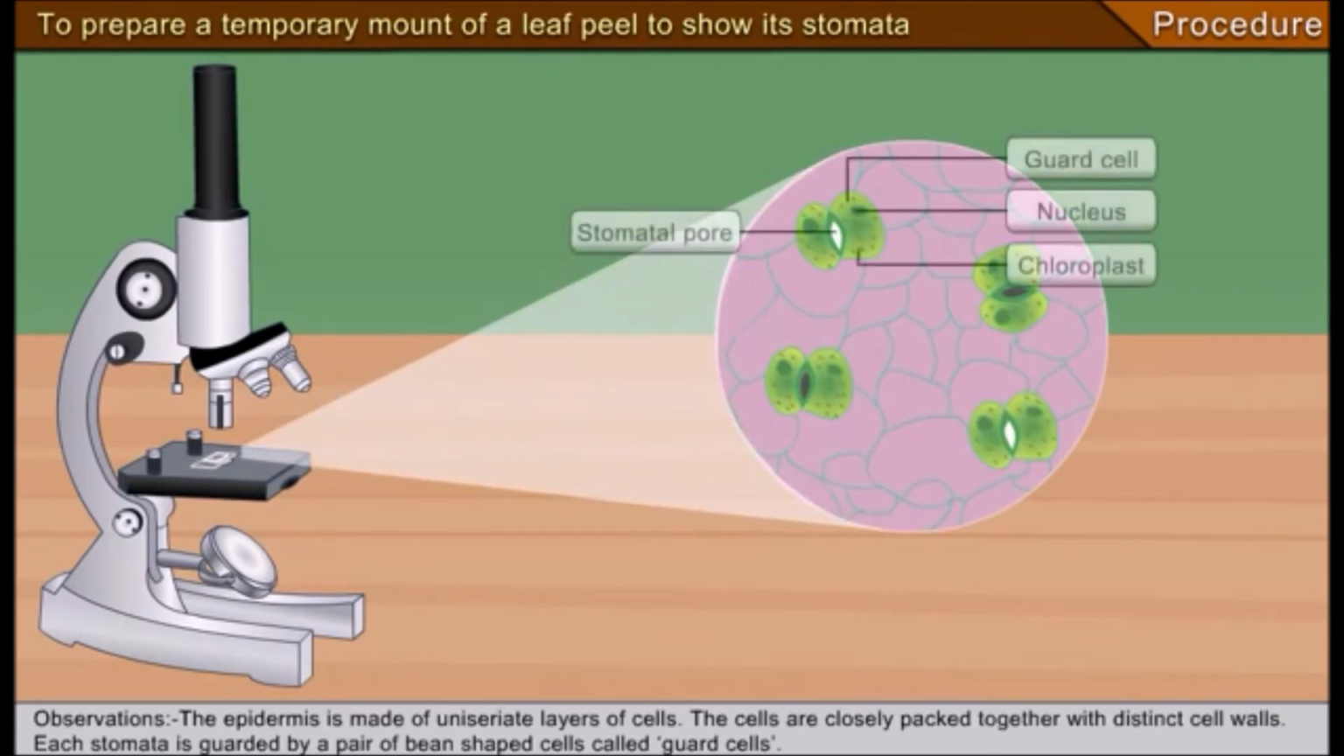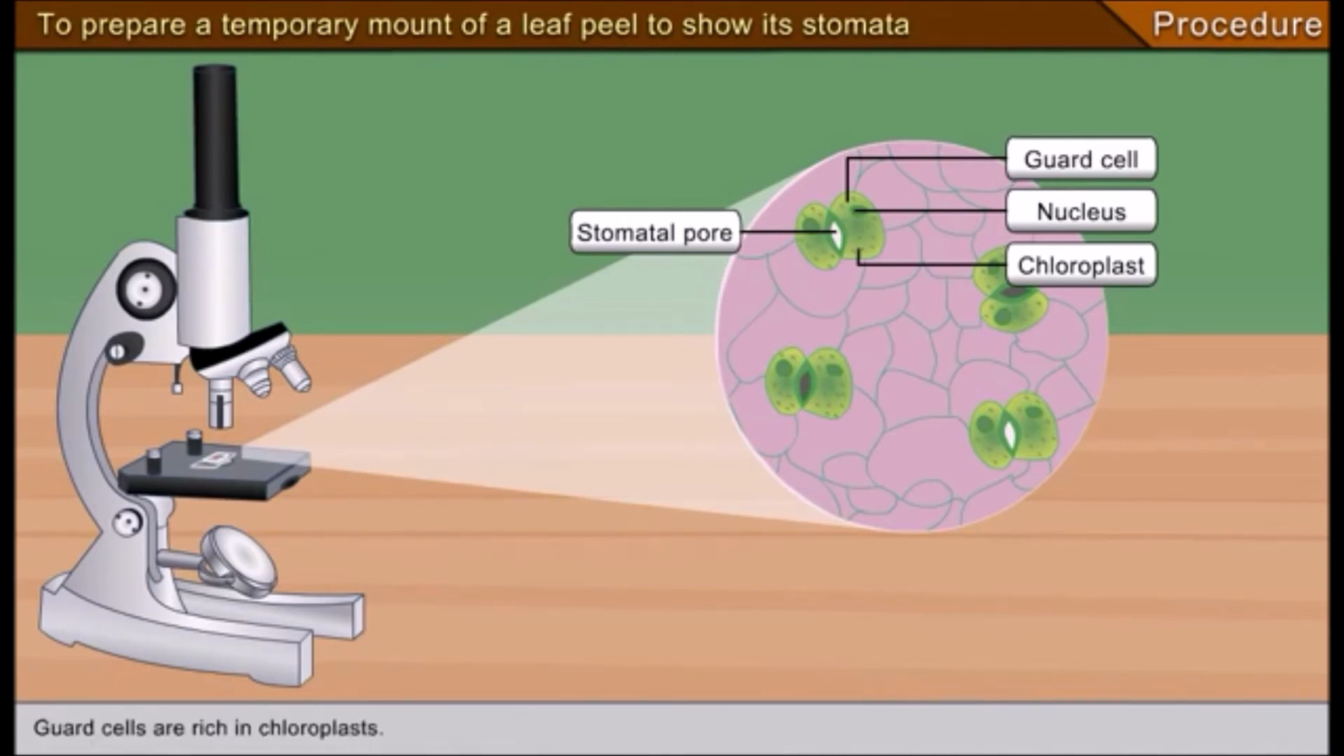Observations: the epidermis is made of uniseriate layers of cells. The cells are closely packed together with distinct cell walls. Each stoma is guarded by a pair of bean-shaped cells called guard cells. Guard cells are rich in chloroplasts.